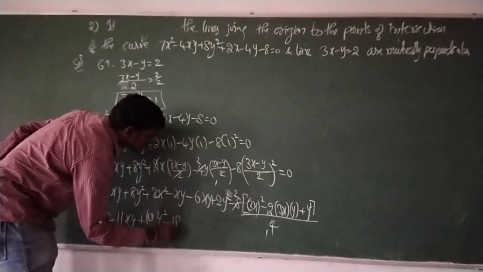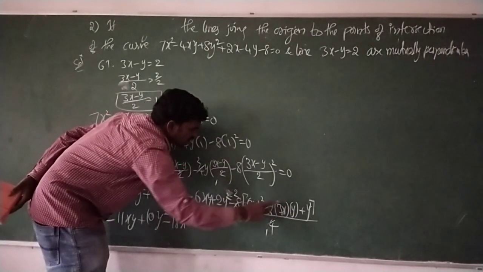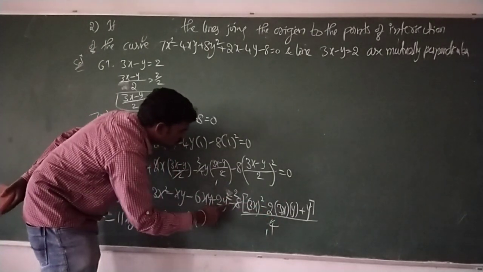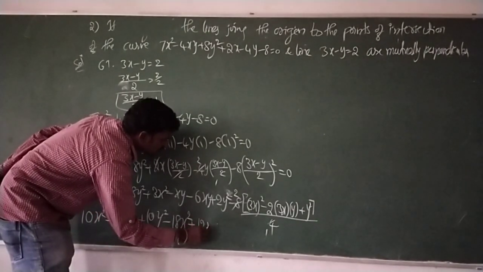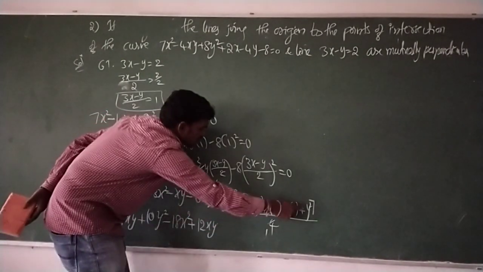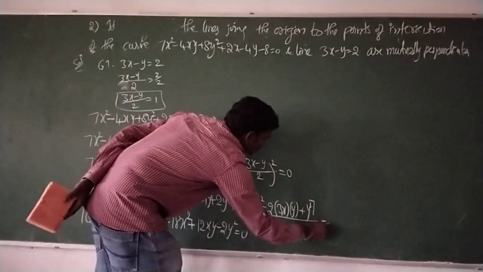So becomes minus 18x square and minus 2 into 3 is 6xy, minus 6xy into minus 2. So minus into minus plus 12xy. Next y square into minus 2, minus 2y square, is equal to 0.